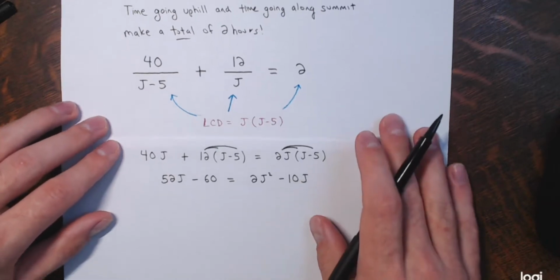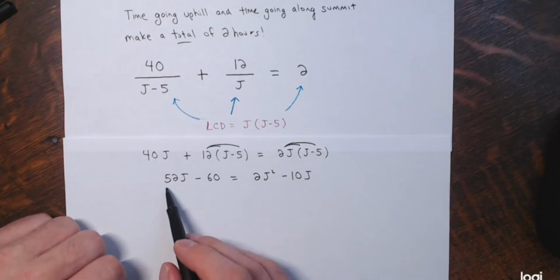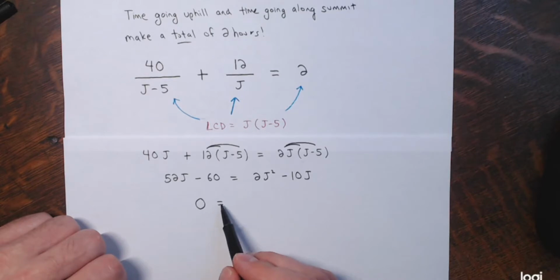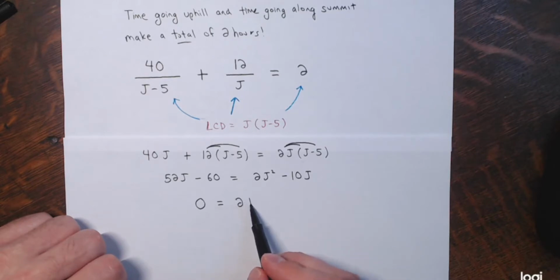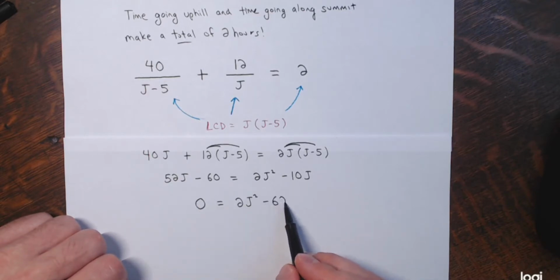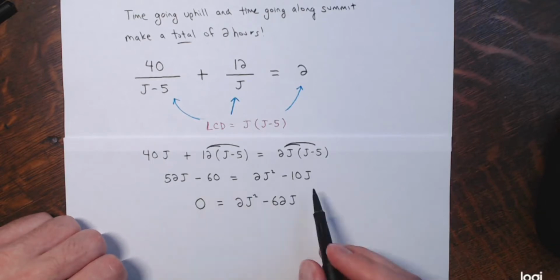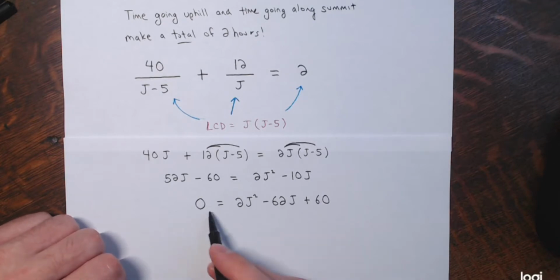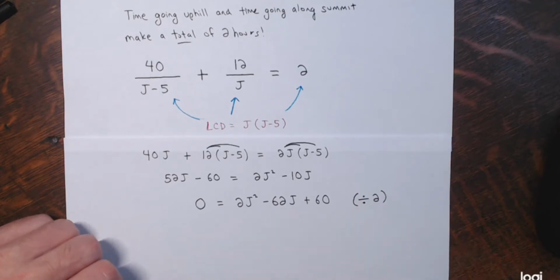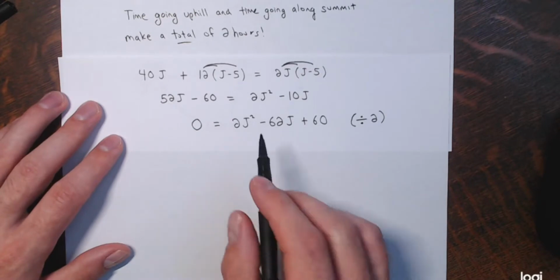And then I'll take everything to one side. So I'm going to subtract the 52j, add the 60, so I'll have 0 on one side. And 2j squared, no other j squared terms. Then negative 10j minus 52j would be negative 62j. And then adding the 60 gives me plus 60 over here. And one thing I'm noticing is that all the coefficients are even. So an easy thing to do here would be to divide both sides by 2, get the numbers a little smaller. And I'm going to switch sides.